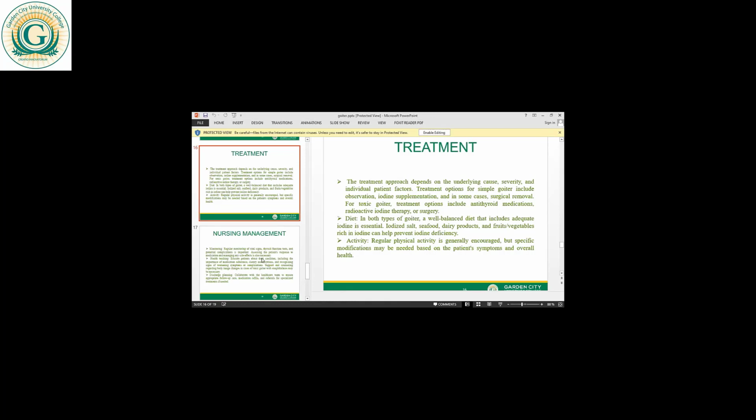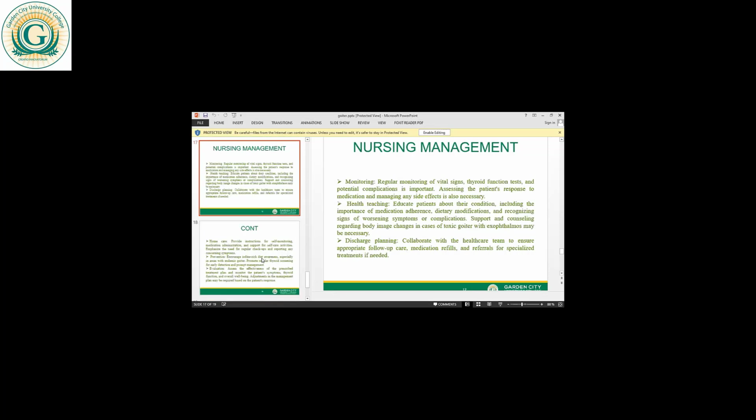Then we'll come to the nursing management. Under nursing management, we have monitoring. That is, regular monitoring of vital signs, thyroid function tests, and potential complications is important. Assessing the patient's response to medication and managing any side effects is also necessary.